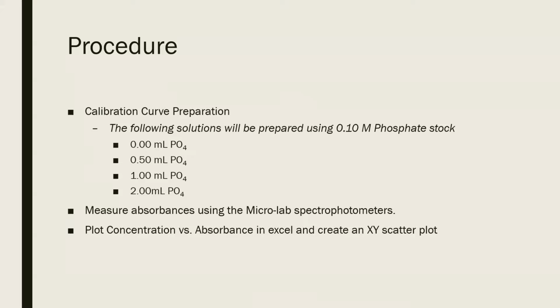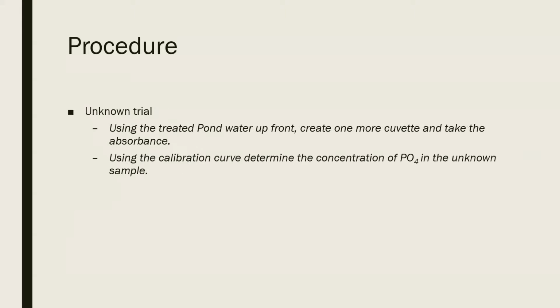So you'll have a series of absorbances. You'll have some concentration values. You can plot them on Excel to create an XY scatter plot. That will give you your calibration curve. That will then lead you to the final step of this experiment, which is the unknown trial. There's some pond water up front that you can use to create one last sample. You'll take that absorbance, and then using the calibration curve, you can determine the concentration of phosphate in that unknown sample. So that is the extent of the procedure for today.